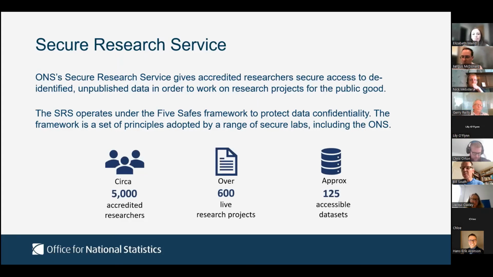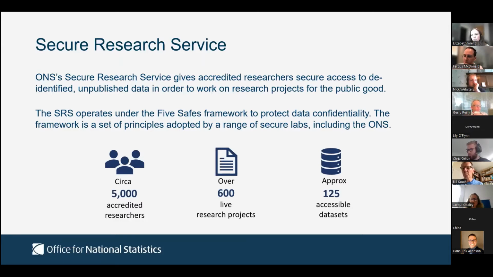We operate under a 5 safes framework, which I'll talk about in a couple of slides' time. I just included a few numbers here to give people a sense of the size of our operation. We've got about 5,000 accredited researchers. About 1,000 of those are working on live projects at the moment. In terms of the sectors they come from, it's roughly 50% academia and then 25% each for government users and private sector.